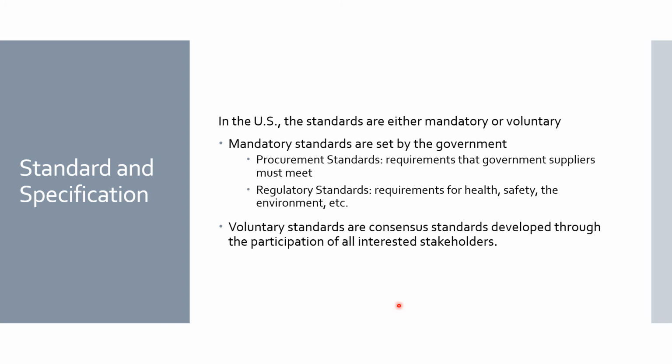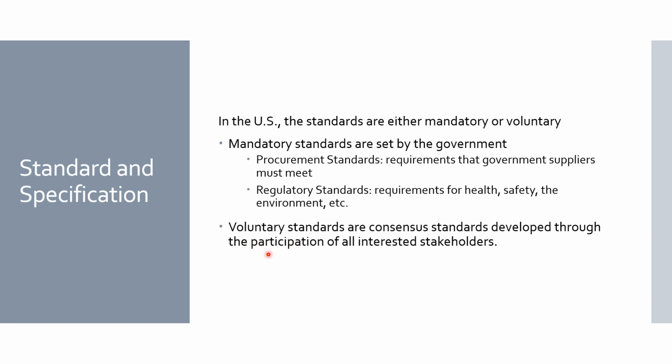Then in the United States, there are two groups of standards. One is mandatory, and the other is voluntary with consensus. Mandatory standards are usually set by the government because they do policing, and businesses cannot just make whatever they want. They still have to conform to these standards. So there are two of them. One is procurement standards, which are requirements that government suppliers have to meet. The other is regulatory, for every one of us. Those are the requirements for your health, your safety, and the environment.